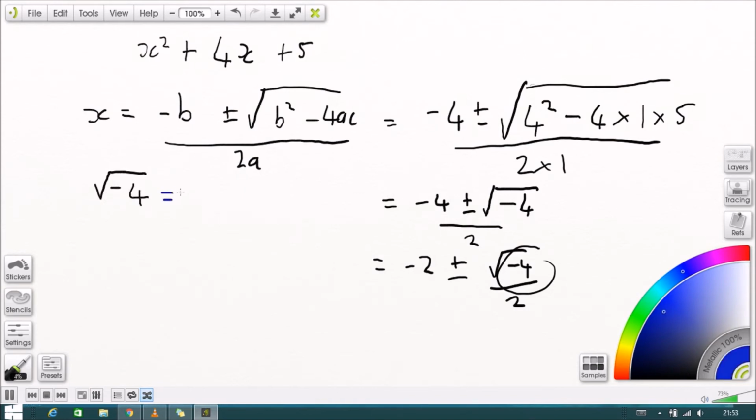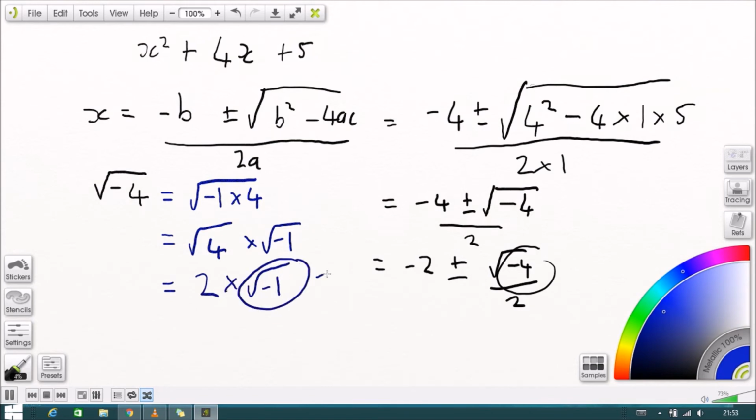So that could be the square root of negative 1 times 4, the square root of 4 times negative 1, which is 2 times the square root of negative 1. Square root of negative 1 is i, which we covered earlier, the imaginary unit.